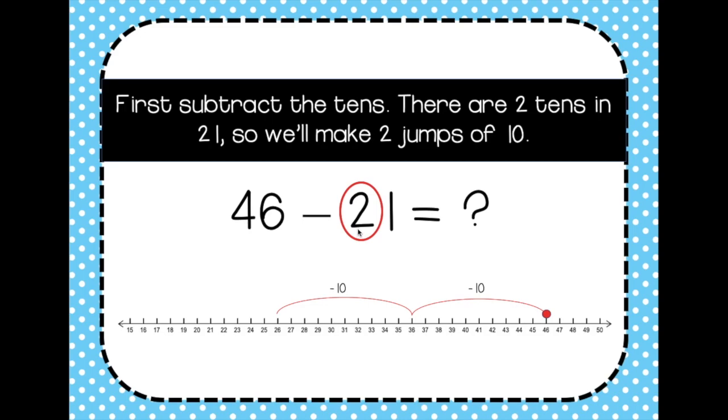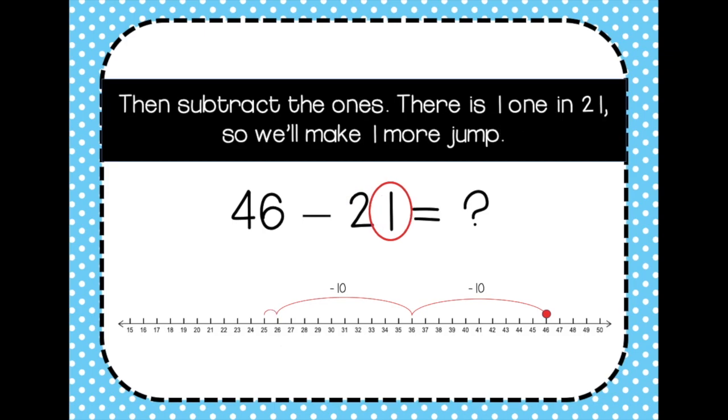We've got two tens, so we'll make two jumps of 10. We start on the minuend, and we're going to go left so our numbers get smaller because it's subtraction. So here we are on 46. We jump down 10 to 36, jump down another 10 to 26.